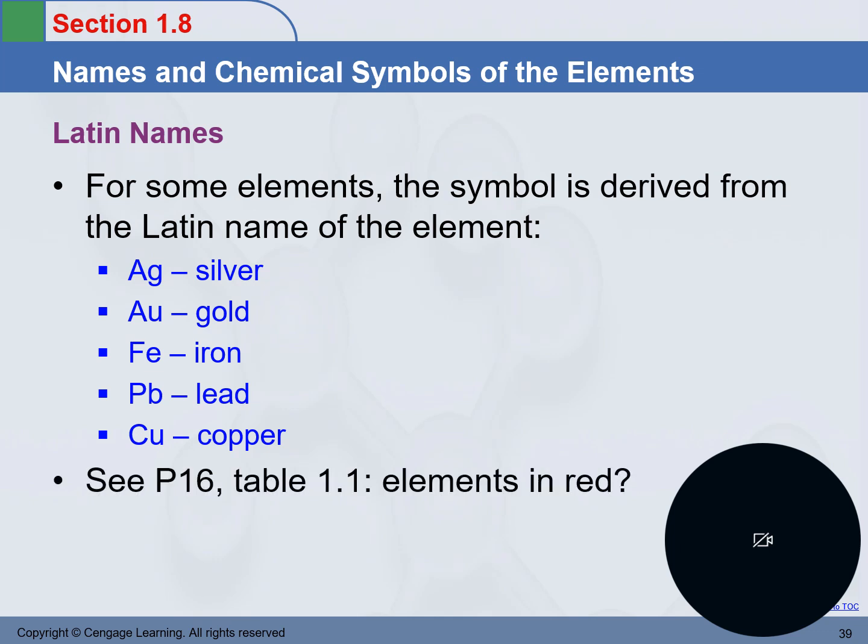And on page 16 in your text, there happens to be a list of elements and what their names are. You'll never have to memorize them. Hopefully you'll always have access to a periodic table that you can use. At least when you're in person, you are.